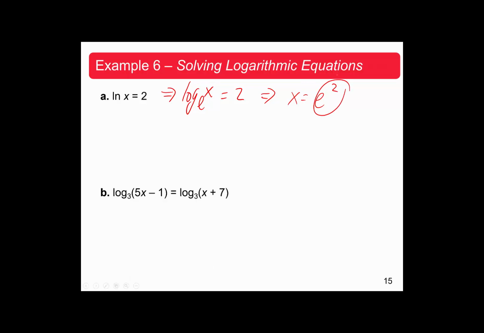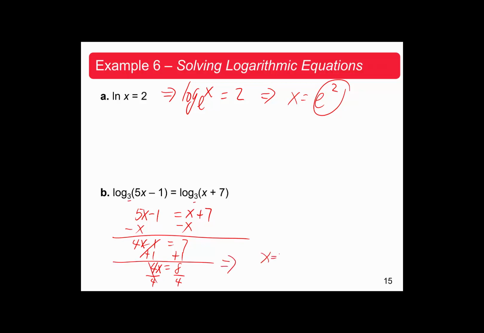Okay, the second one, you see they have the same base. So using the one-to-one property, 5x minus 1 equal to x plus 7. Subtract x from both sides of the equation. 4x minus 1 equal to 7, adding 1 to both sides of the equation, 4x equal to 8. Now after that, divide both sides by 4, then we end up with x equal to 2.